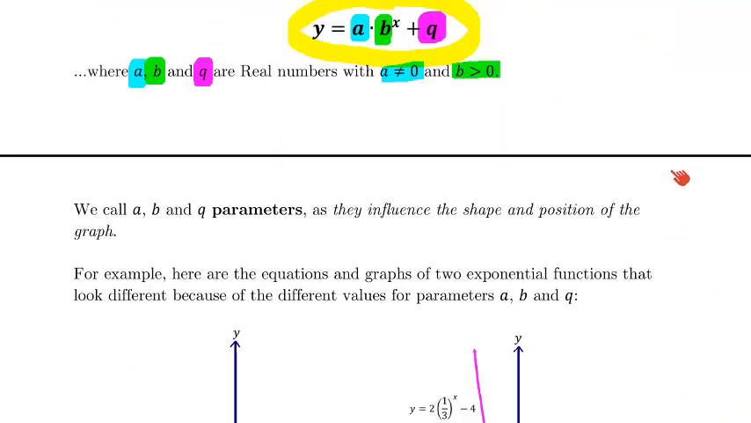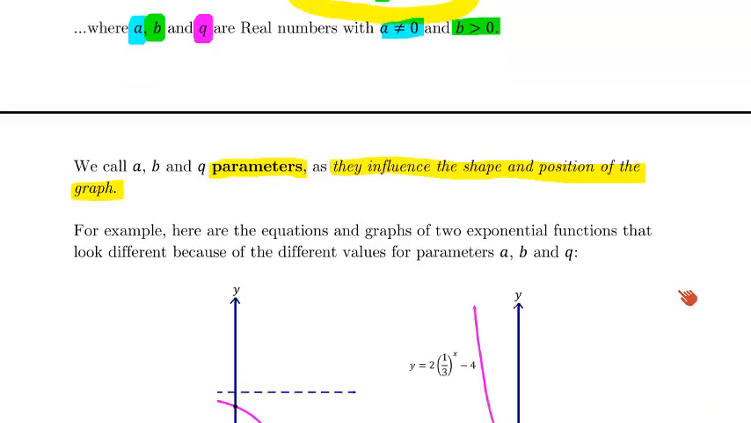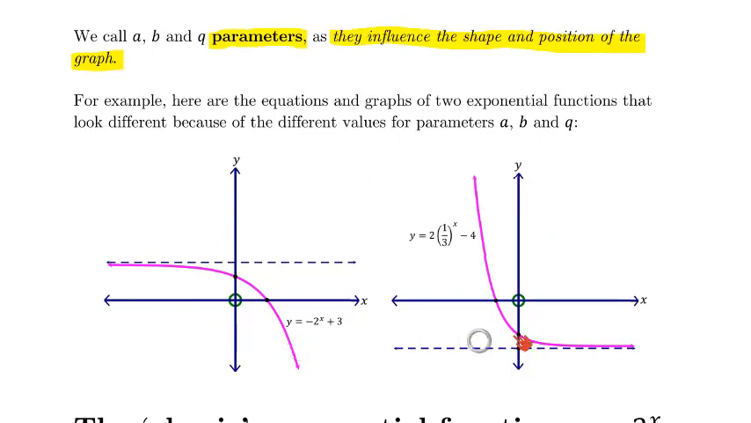Now it shouldn't come as a surprise, guys, that we call a, b, and q parameters as they influence the shape and position of the graph. Let's check out two examples of different graphs, exponential functions, which you can be expected to draw and work with in grade 10 and beyond. And these are different because of the different values for the parameters a, b, and q. They're a different shape, they're a different position because of a, b, and q. Okay, so let's have a little look at this guy on the left over here. There's the equation over there. The equation is y is equal to minus 2 to the x plus 3, okay?